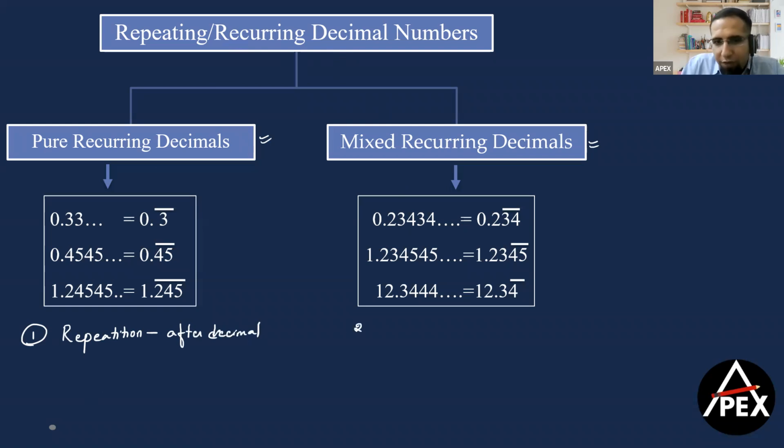Clear? Here we have the repetition trend. In a mixed one, repetition is there, but not right after the decimal point.